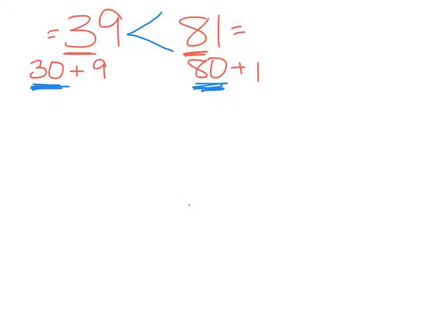And remember, that crocodile wants to eat the bigger amount, so that crocodile teeth should be pointing towards that bigger number. So 39 is less than 81.